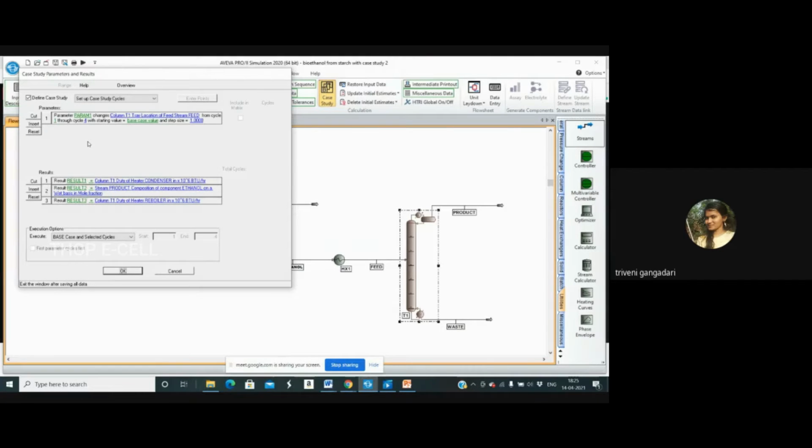First, let me tell you about the peculiarity of the case study option. Case study is an executive level feature that allows us to perform parametric studies on a base case solution by altering the data selectively and rerunning. Case study does not allow you to change the flow sheet by adding or replacing unit operations or streams.